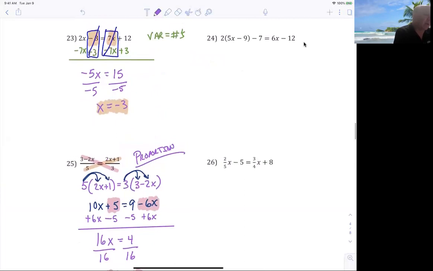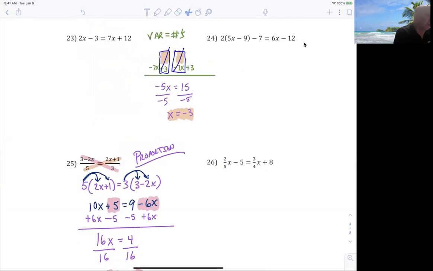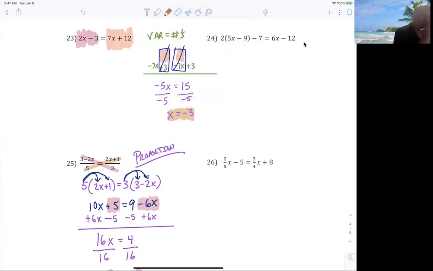I want to look back at, for example, 23, just to give you an example of what I mean. All right, when does 2x minus 3 equal 7x plus 12? When are those things equal? Those things are equal when x equals negative 3. The only time those things are equal is when x equals negative 3. There's only one solution for that equation.